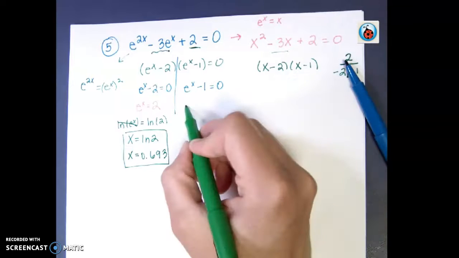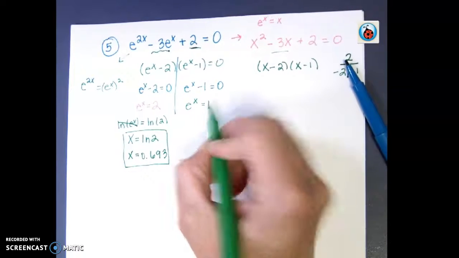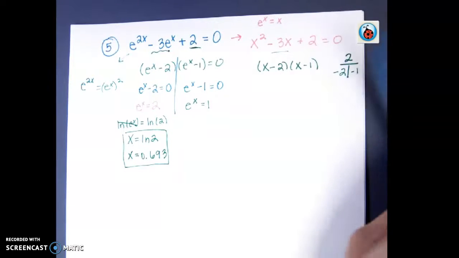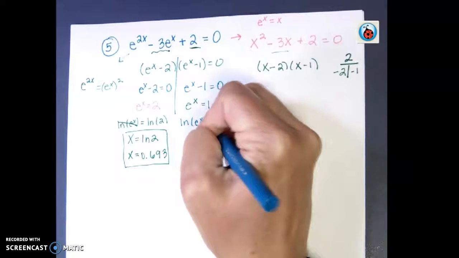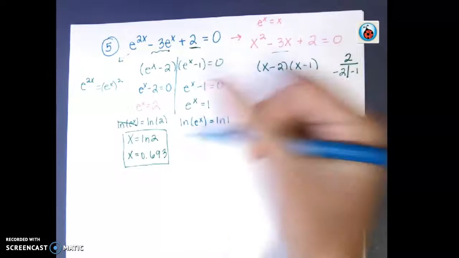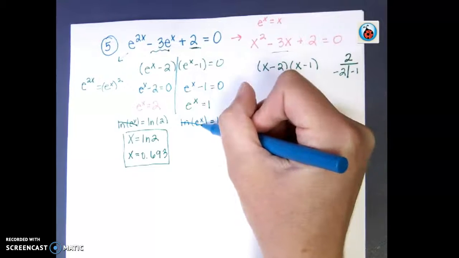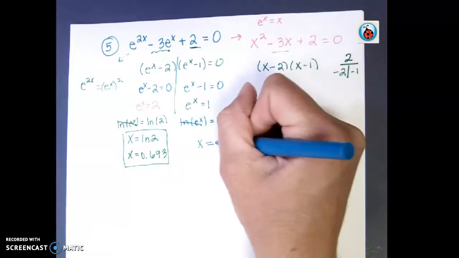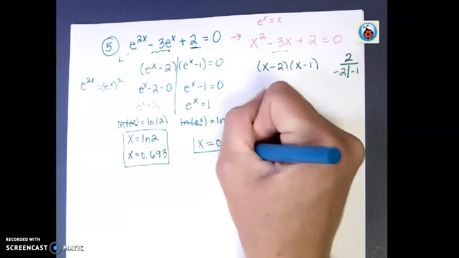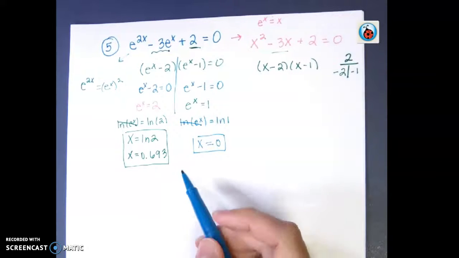Okay, over on the right side, if you add 1, we'll have e to the x equals 1. To get rid of e, we're going to do the ln on both sides. So ln and e will cancel. We'll just have x equals ln of 1, which is 0. So you have two answers here for this problem.